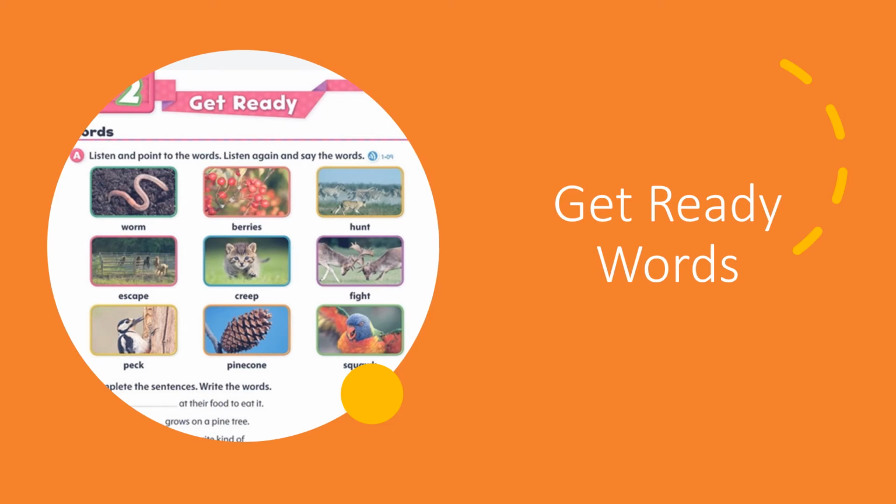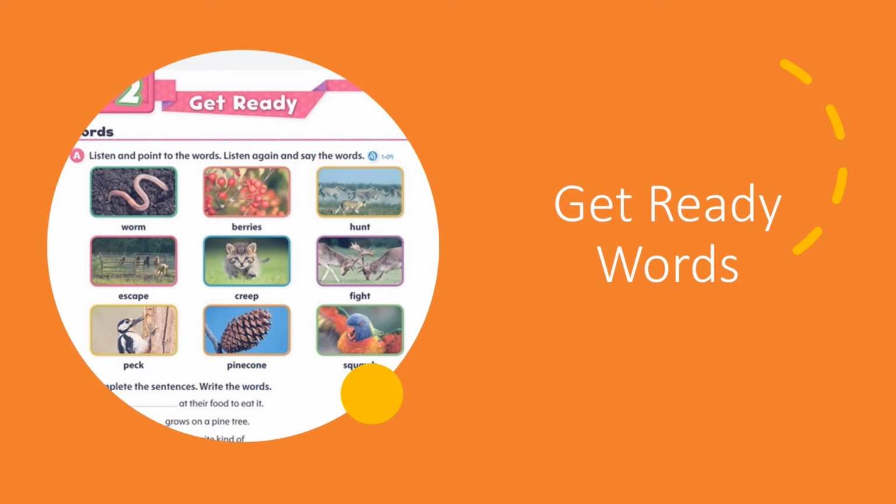Hunt. Hunt means when you kill an animal for a purpose. Like as you can see in the picture, a lion is going to hunt a zebra for food. Next is escape. Escape is when you run away from somewhere. Creep. Creep means, as you can see in the picture, a cat is creeping on the grass. That means to move very slowly and carefully in order to avoid being heard or noticed.